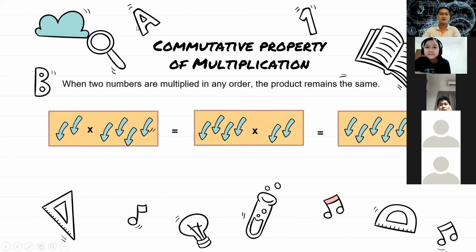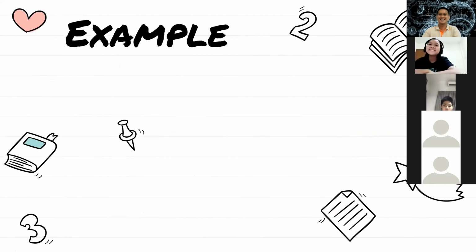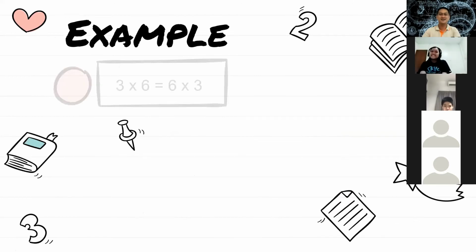So if we write this in numbers, we will get 2 times 4 equals 4 times 2. So if we multiply these two numbers, what will be our product? 8. Very good. Okay, here are some other examples.